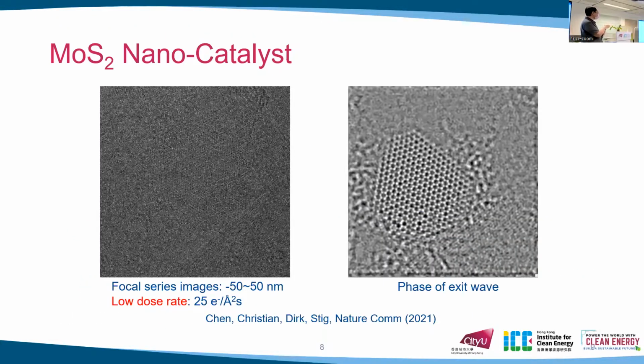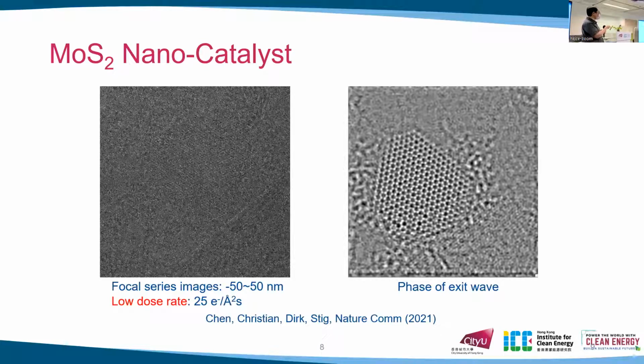So here is one example published by Professor Chen last year. Here is a MoS2 nanoparticle. Because we use this method, we can reduce the dose rate to like 25 electrons per angstrom square per second. Because the dose rate is very low, we cannot see the material in every single image. But after we apply the method, we can reconstruct the exit wave, and from the phase of the exit wave, we can clearly see the nanoparticle.